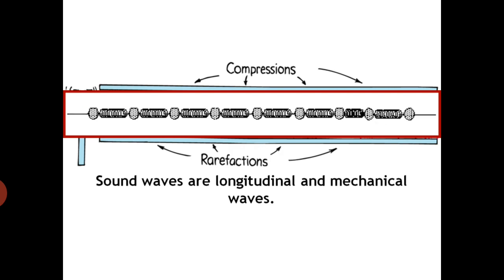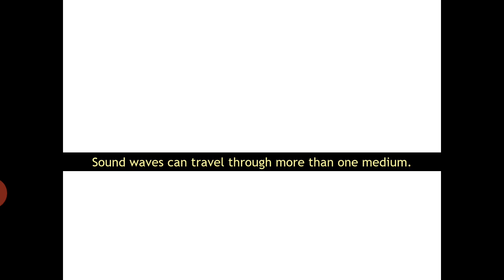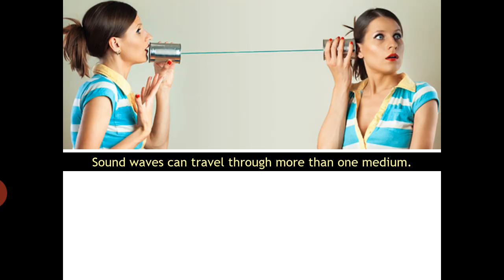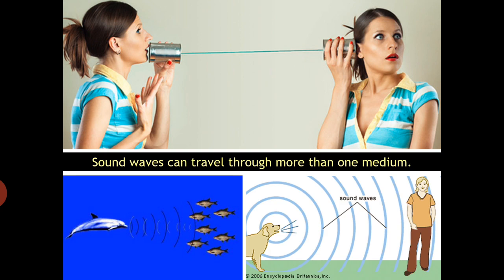It is also a mechanical wave because it requires a medium to travel in order to propagate. Such a medium can be solid, liquid, or gas. Now, the speed of sound depends on what medium it is traveling through. Remember that the more compact the material is, the more vibrations can be created. Thus, sound waves travel fastest in solids, slower in liquids, and slowest in the air.